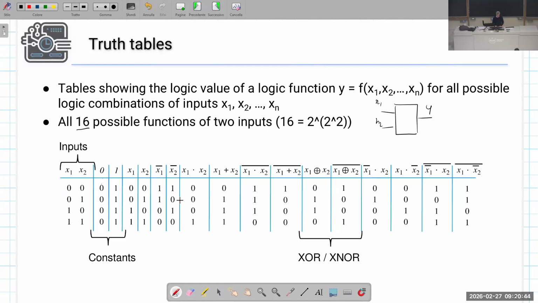Some of these functions are quite important and well known. In particular, there are Boolean functions: not x1, not x2, x1 AND x2, x1 OR x2, x1 NAND x2, x1 NOR x2, x1 XOR x2, x1 XOR x2 complement. Others can be expressed in terms of Boolean functions complementing one input.